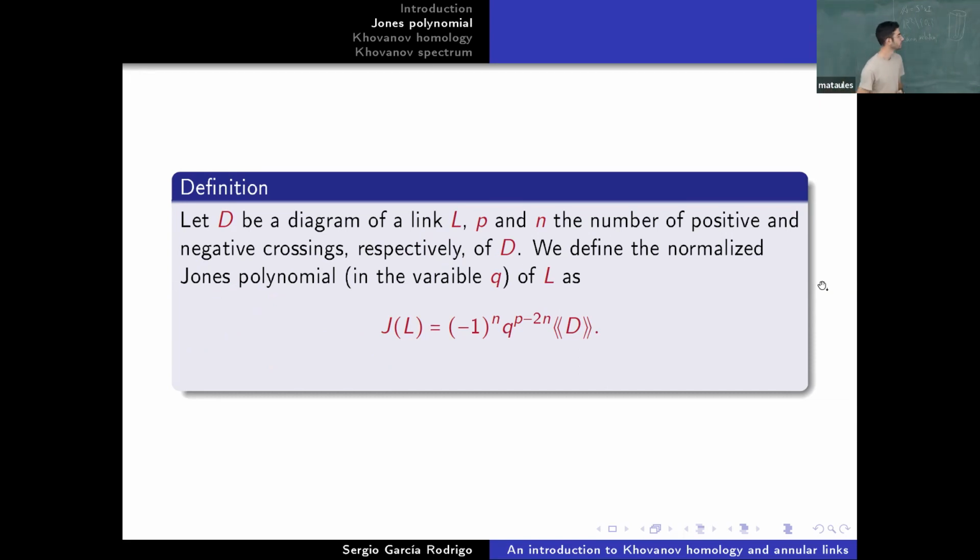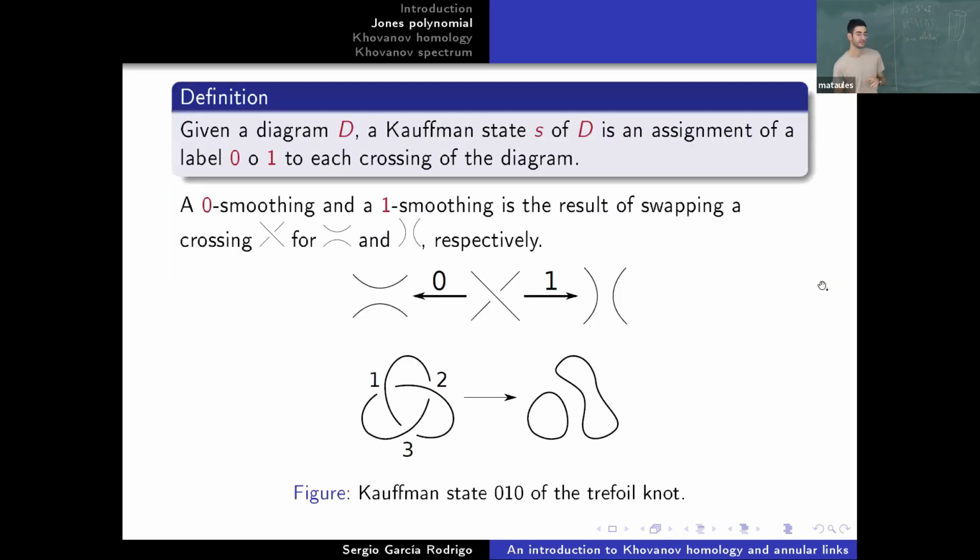Why do we use this? Because we want to define something called the Kauffman state, which is just an assignment of a label 0 or 1 to each crossing. So to each crossing, we label it 0 or 1. And this is a smoothing. Okay, so we kind of eliminate the crossing by smoothing it. And if we change the crossing for the thing we have on the left, that's what we call a zero smoothing. And a one smoothing if we change it for the thing on the right.